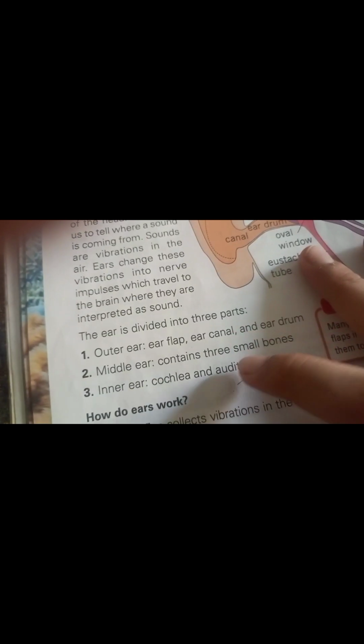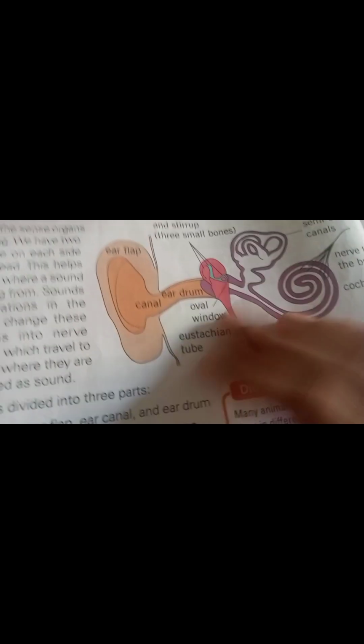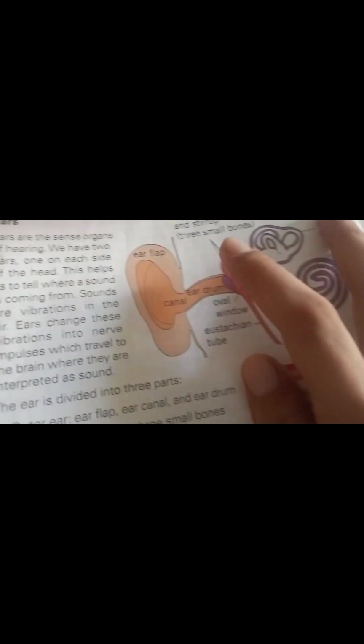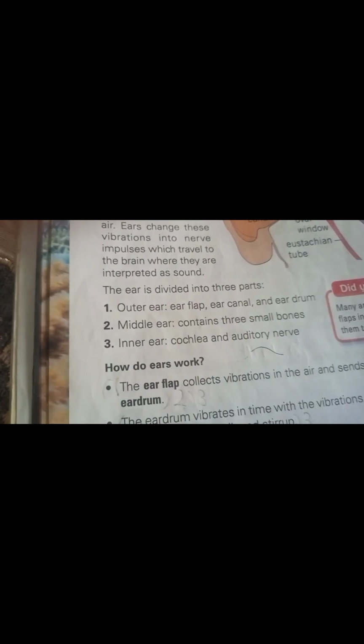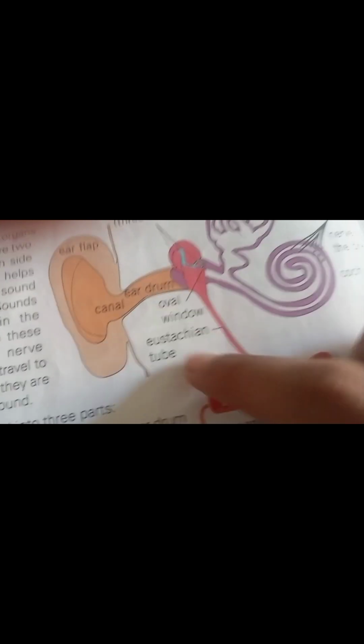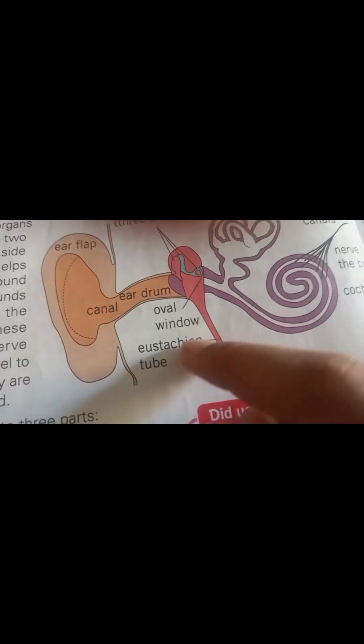They have three parts: the outer ear with the ear flap, ear canal, and the eardrum, and then the middle ear contains the three small bones, which are the hammer, anvil, and stirrup. Then the inner ear has the cochlea and auditory nerve.